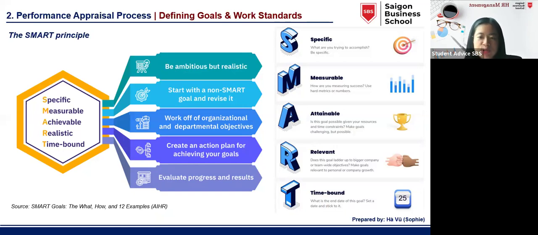A common approach is to use the SMART framework, which ensures that the goals are, firstly, specific, meaning clearly define the desired outcome. Secondly, measurable, identify how progress will be tracked. Thirdly, attainable, ensure that the goals are realistic and achievable. Next, relevant, align individual goals with the company's priorities. And finally, timely, include deadlines and milestones.